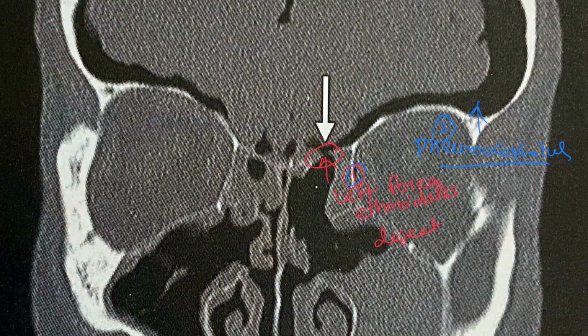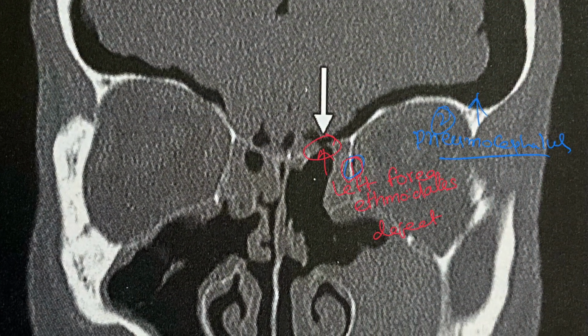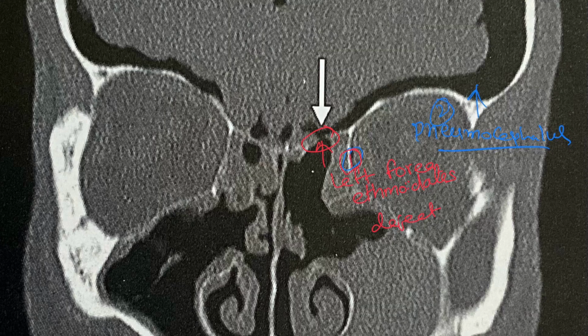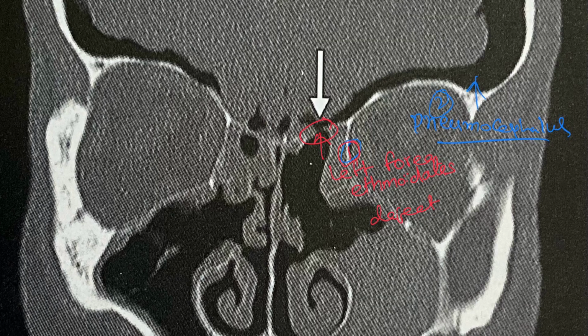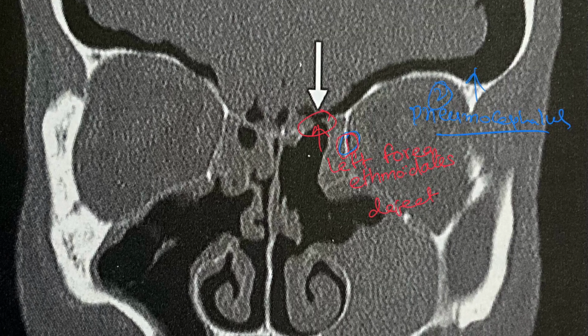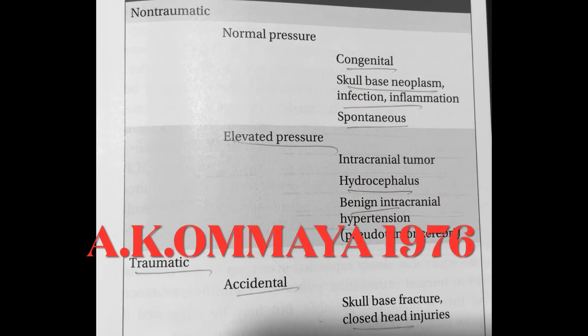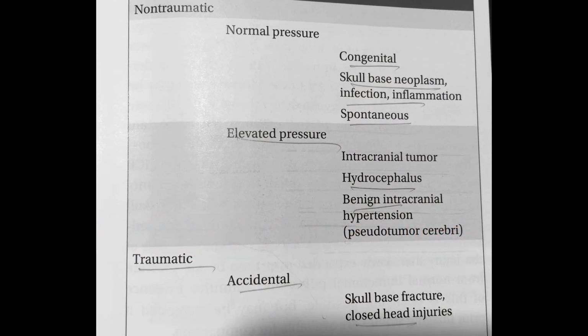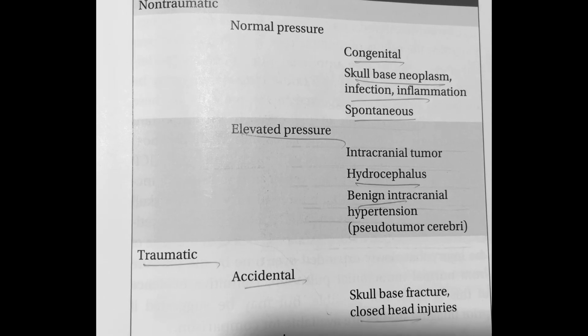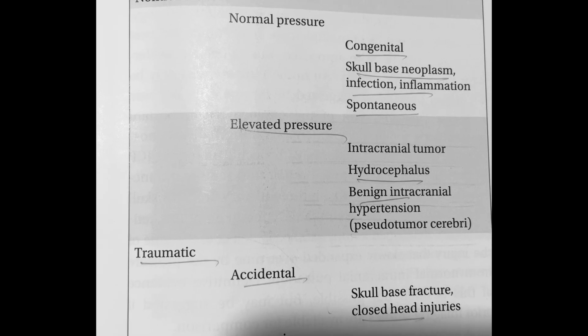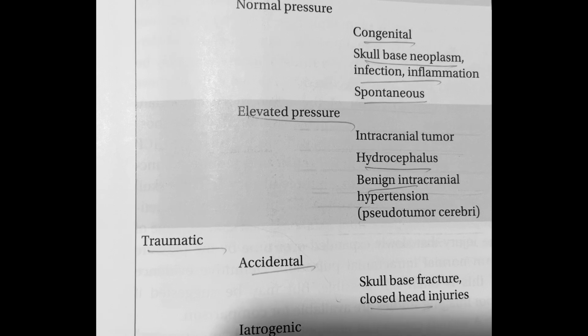Cerebrospinal fluid rhinorrhea is defined as the leakage of CSF into the nasal cavity due to a breach in the barriers of the skull base. According to A.K. Ommaya's classification from 1976, the etiology of CSF rhinorrhea can be divided into three major categories: traumatic, non-traumatic, and idiopathic causes. Let's explore these in detail.